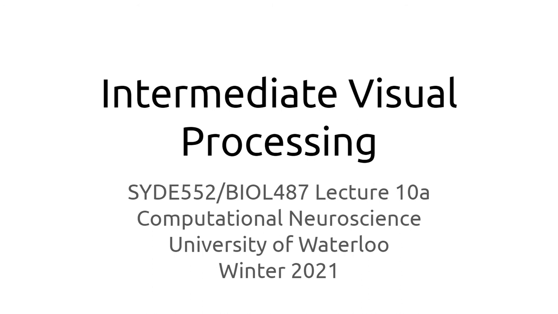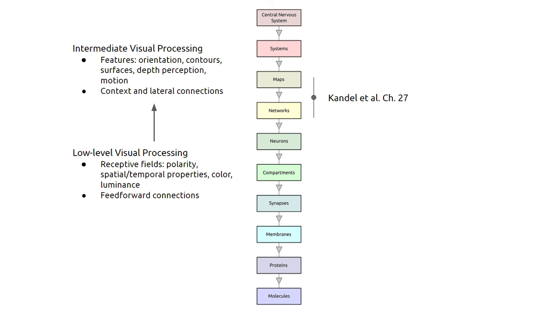And now we're going to get into intermediate level visual processing. So we're building on what we talked about in the last lecture, and we'll be focusing on fairly small networks of neurons. We're going to try to build up from the low-level visual processing that we talked about in the last class, which identified what the very first neurons in the visual system are, and what sort of features they are extracting from the visual input. For readings, it's the Kandel et al. textbook again, chapter 27. All right, what are we talking about here?